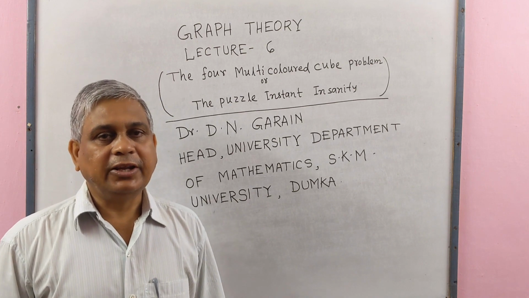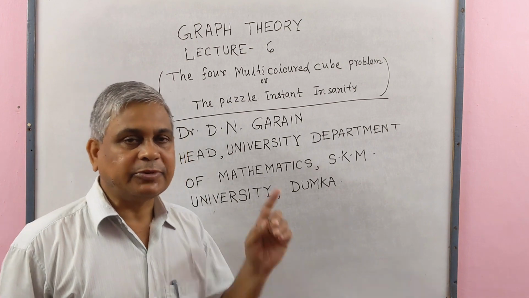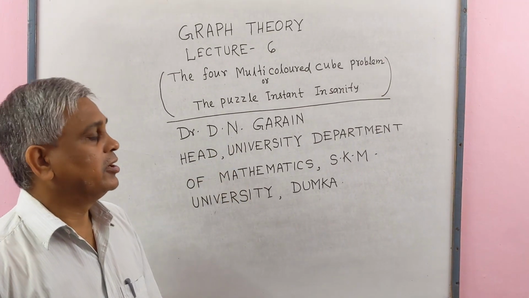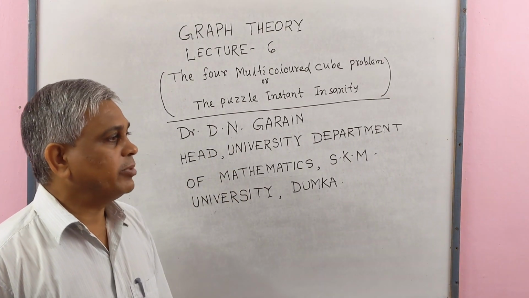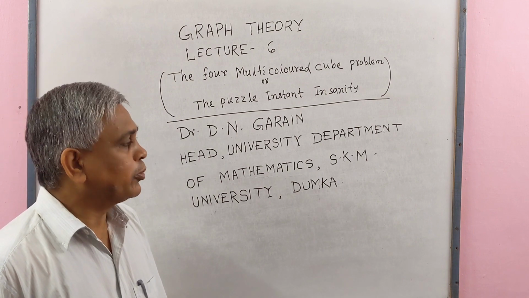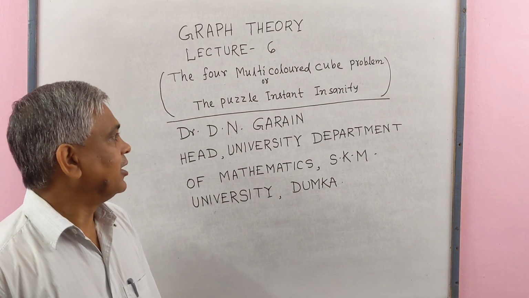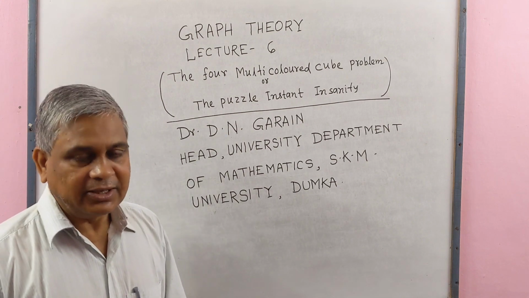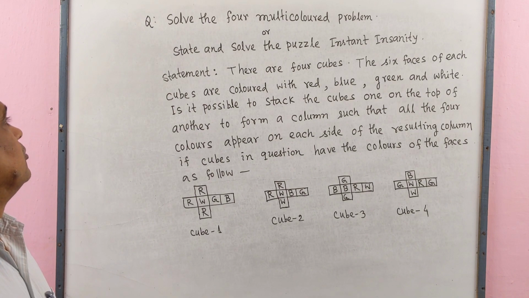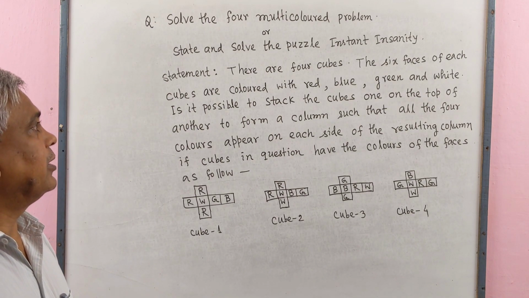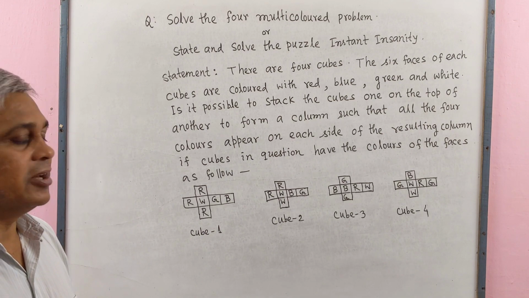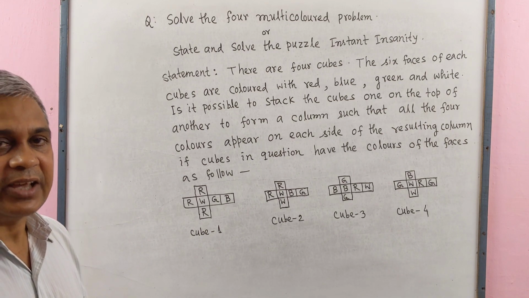Today I will deliver lecture on graph theory, lecture number 6, in which I will describe the four multicolored cube problem or the puzzle Instant Insanity. Our question is to solve the four multicolored cube problem or state and solve the puzzle Instant Insanity.